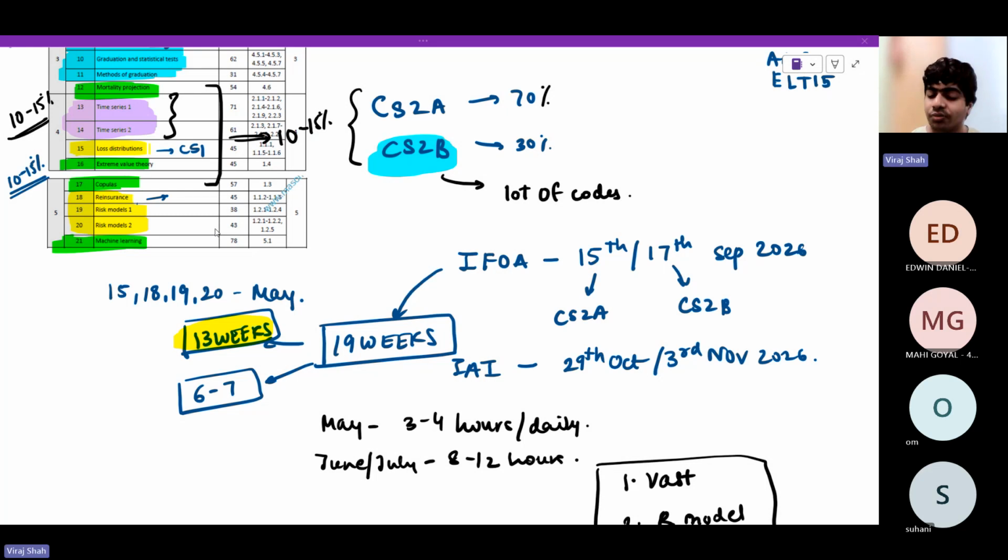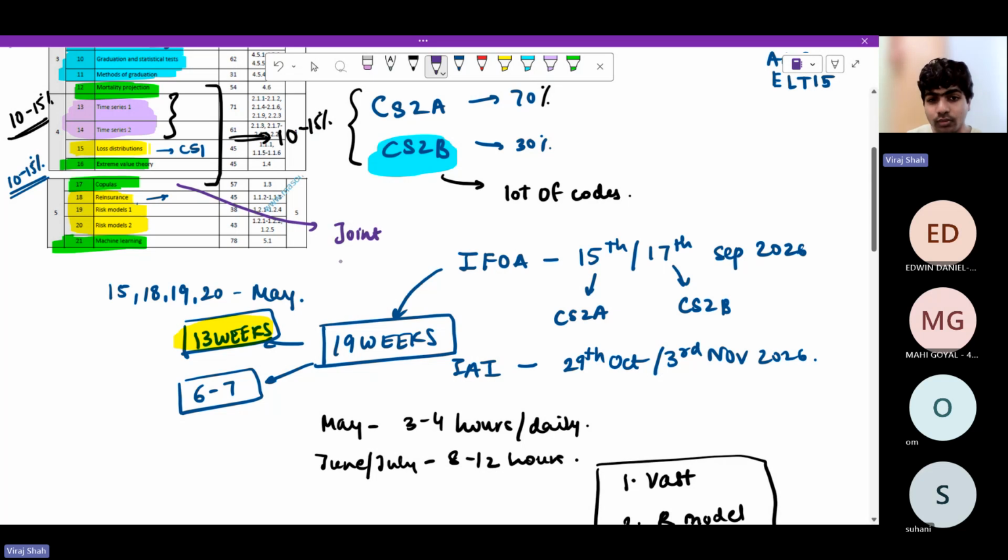Always your data is not going to come from one distribution. When it comes from more than one distribution, we use copula to study that. Joint probability is what we are going to study here.